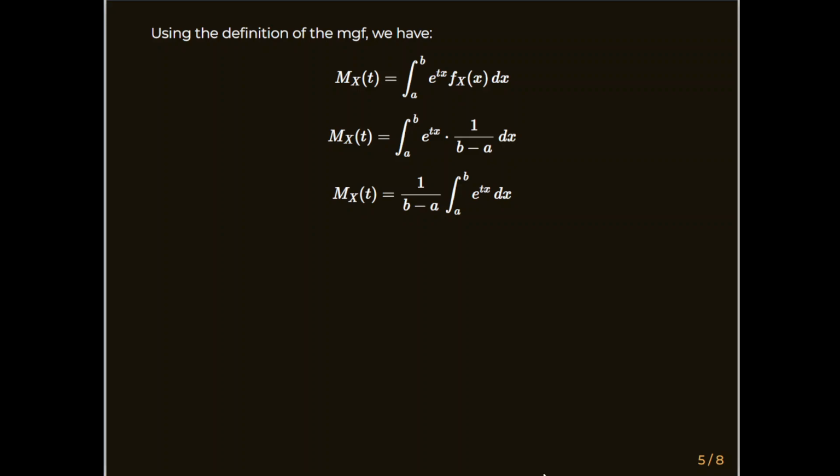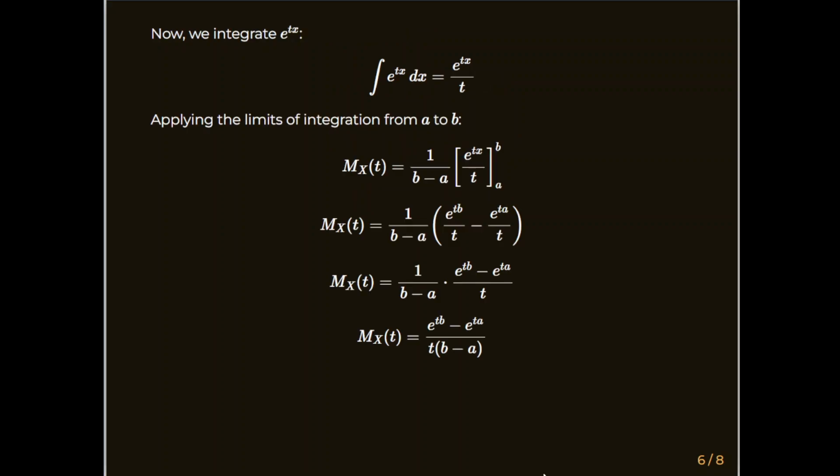So we have the integral of the exponential of tx times f of x dx. Okay, so what we're going to do there is first off put in the PDF, 1 over b minus a. And because that is a constant as far as x is concerned, we're just going to pull it out in front of the integral. So we have M_X(t) equals 1 over b minus a times the integral from a to b of the exponential of tx dx. Okay, so that is straightforward enough. This is a straightforward integration of an exponential term that we have to do.